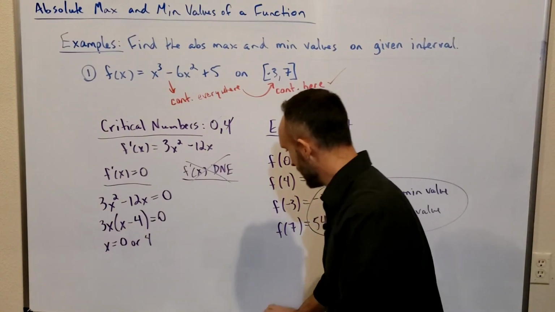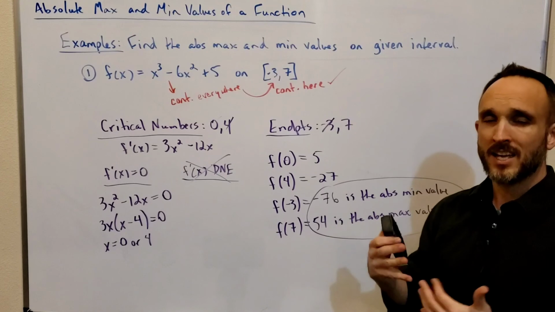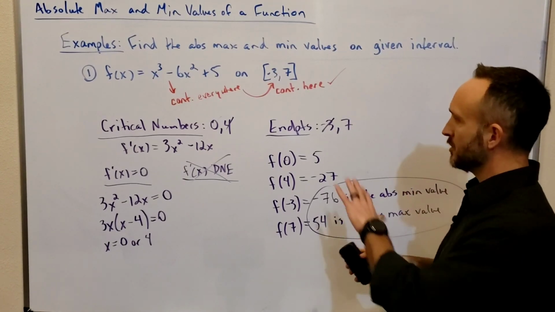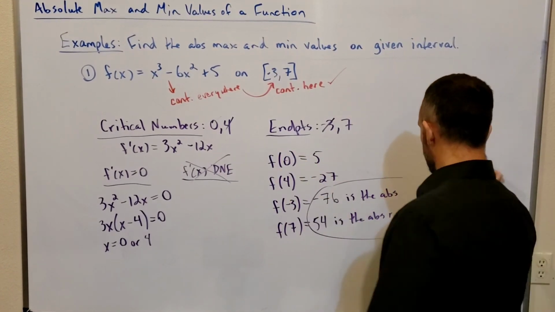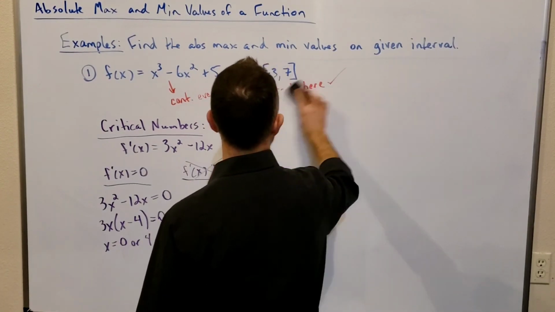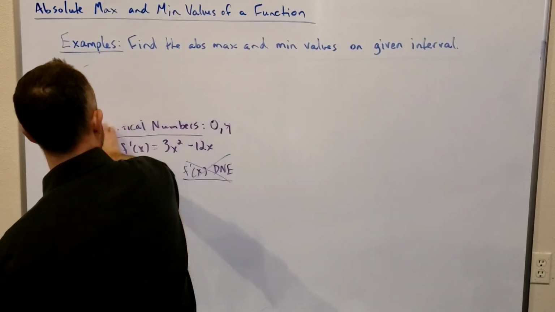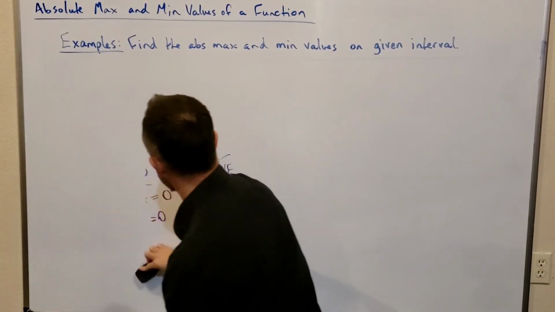All right, so that's a basic example, getting warmed up with this concept of critical numbers and endpoints to find absolute max and min, just a polynomial. So let's look at some other types of functions. The next one, let's look at a rational function. So we're still going to do the same instructions, but this will be example 2.